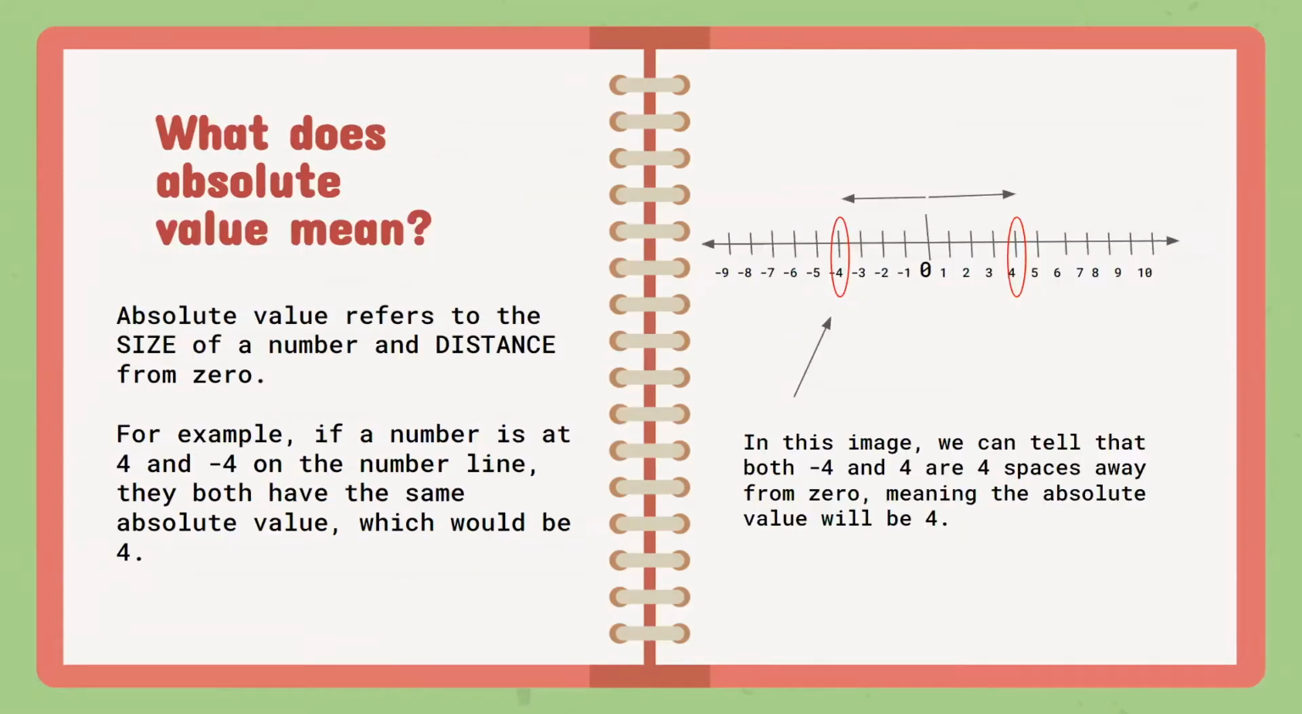What does absolute value mean? Absolute value refers to the size of a number and distance from 0. For example, if a number is at 4 and -4 on the number line, they both have the same absolute value, which would be 4. In this image, you can tell that both -4 and 4 are 4 spaces away from 0, meaning the absolute value will be 4.